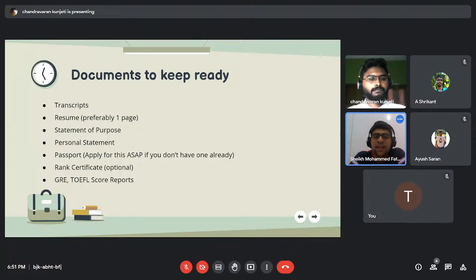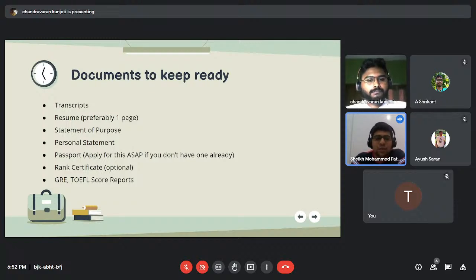Then yeah, if your rank in the department is within top 5 or within top 10, you could apply for a rank certificate from NITK. This is something that they give you, and you could include this in your application. And when universities look at that, it'll definitely help you out if you have a good rank.